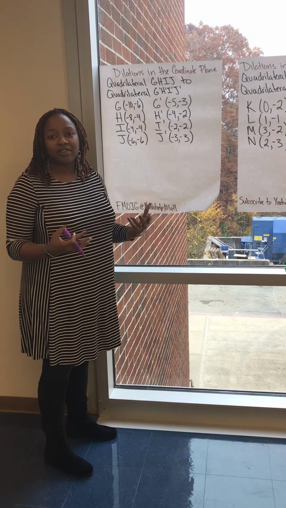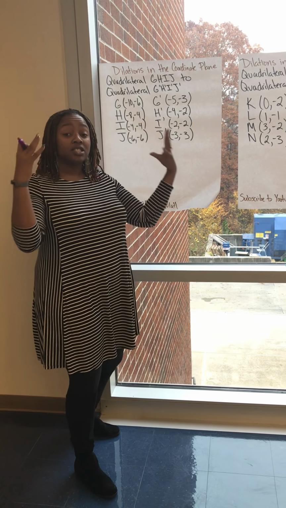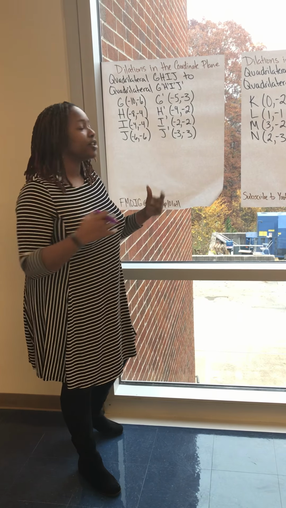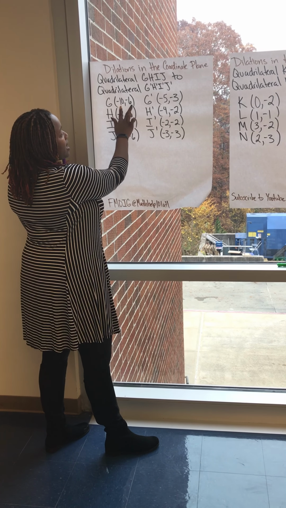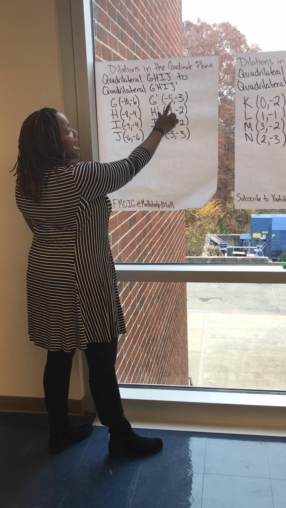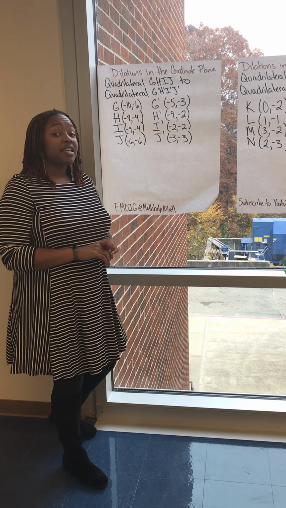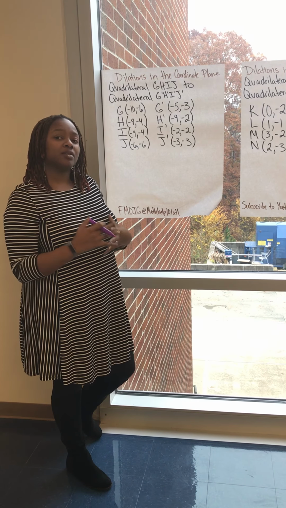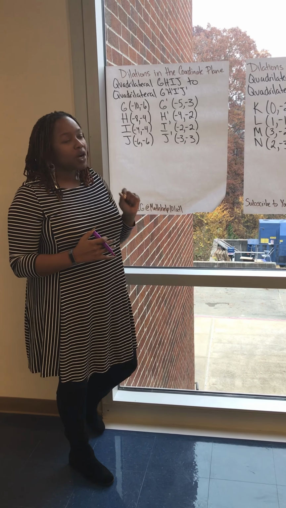So let's compare the numbers, okay? We all know that a dilation is when an image is getting smaller or bigger. So here, if we compare from (-10, -6) to after the dilation, we have (-5, -3). Is this image getting larger or is it getting smaller? If you said it's getting smaller, you are correct.